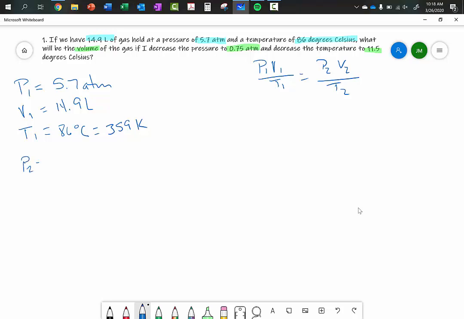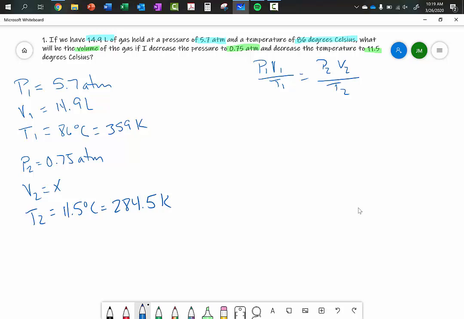All right, then I have a P2 value of 0.75 atmospheres. I have a V2 value that is unknown. That's what I'm solving for. And I have a T2 of 11.5 degrees Celsius, which is equal to 284.5 Kelvin.